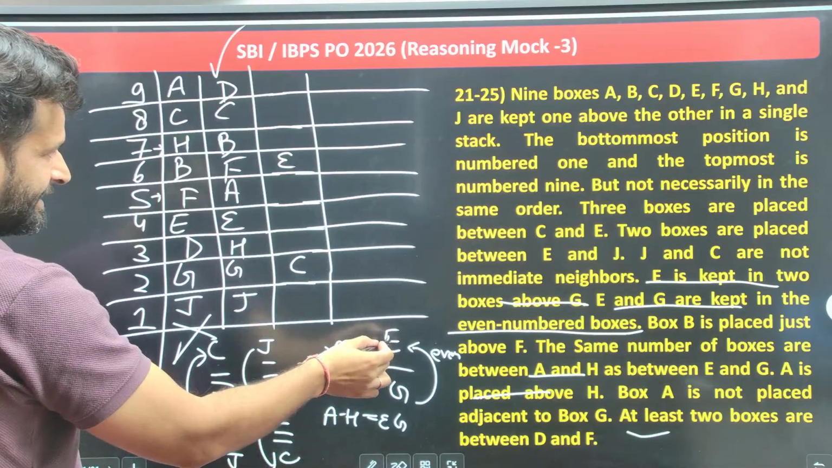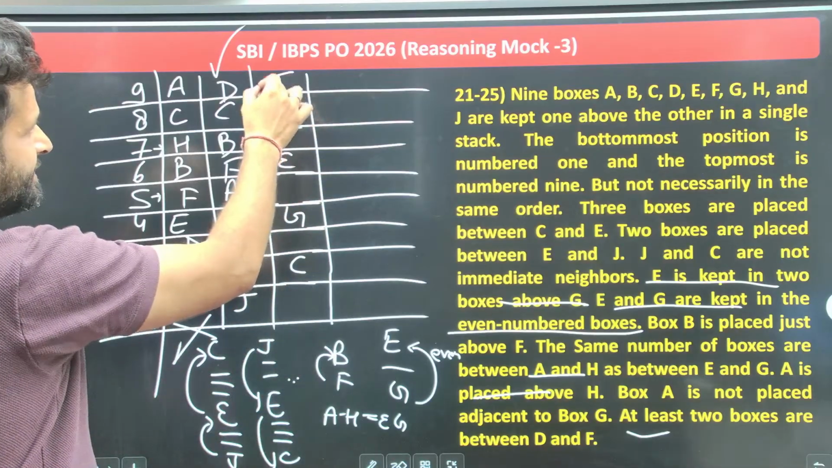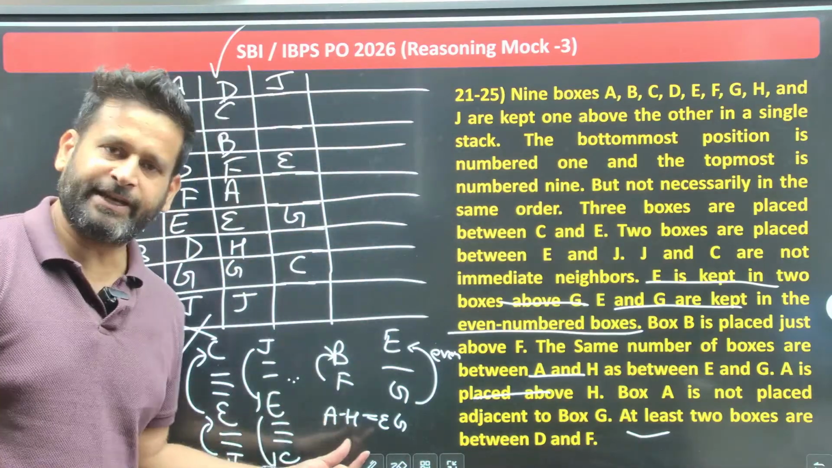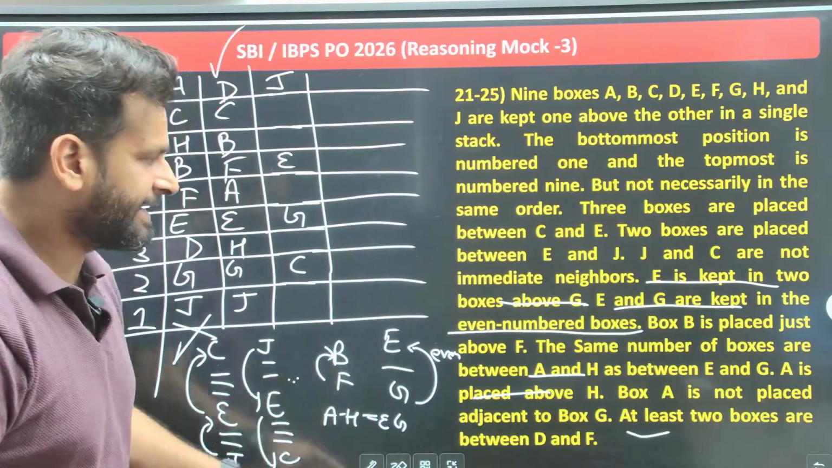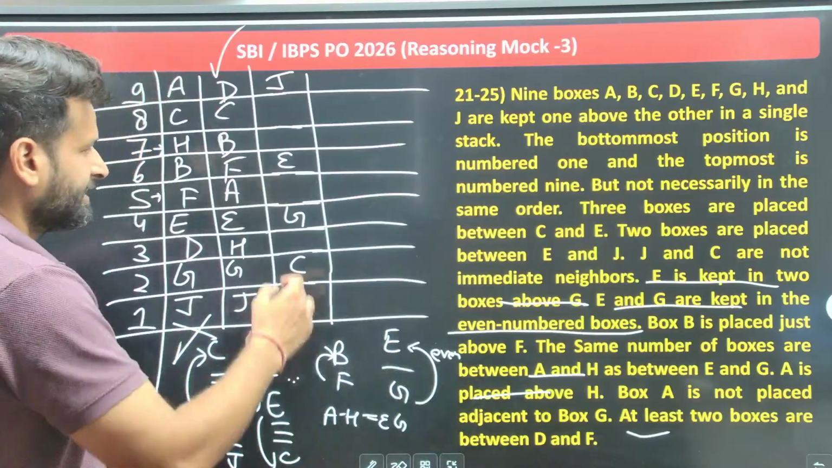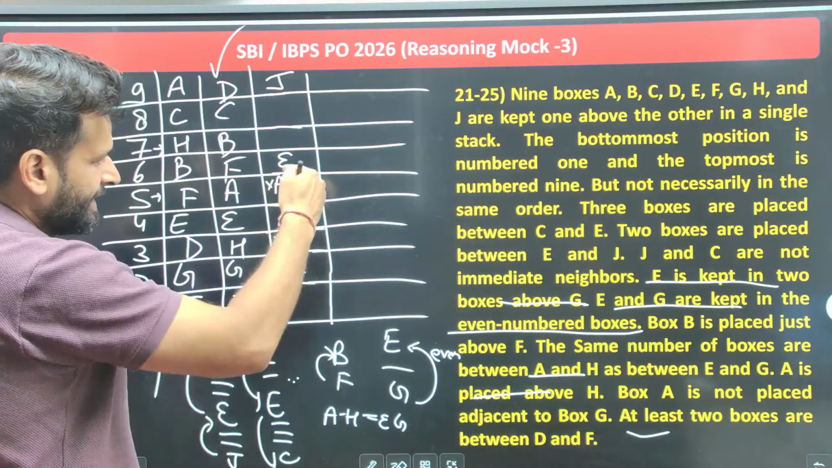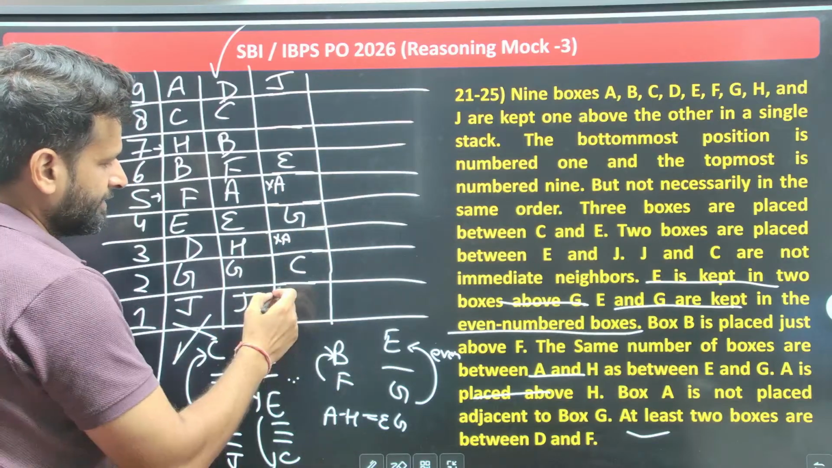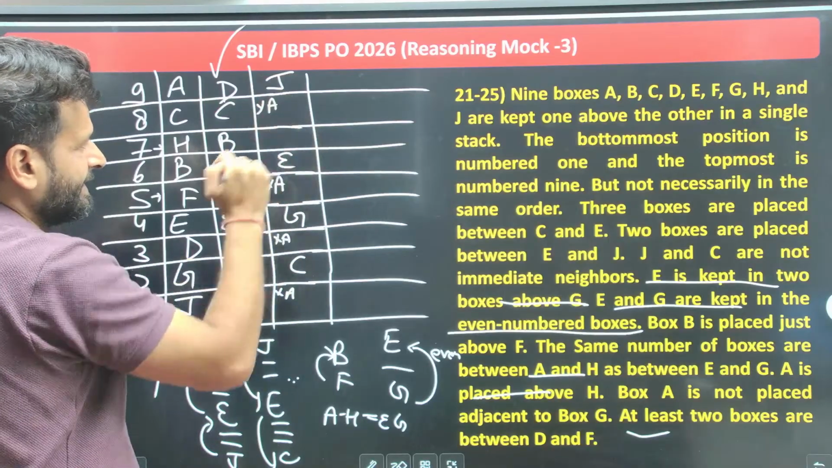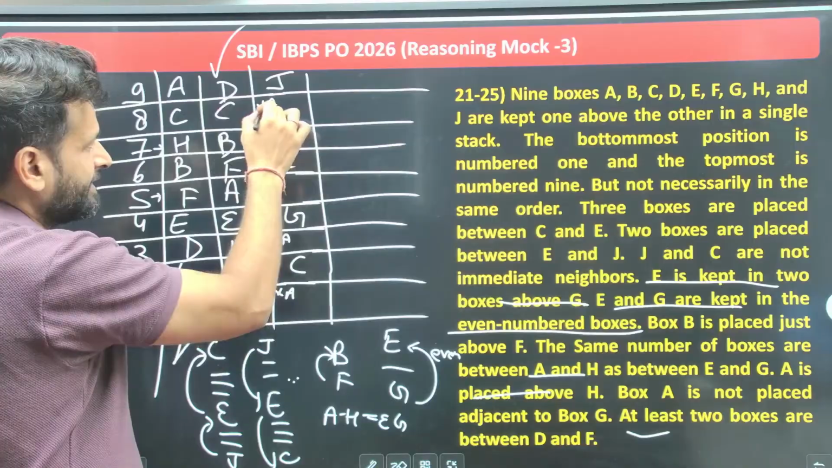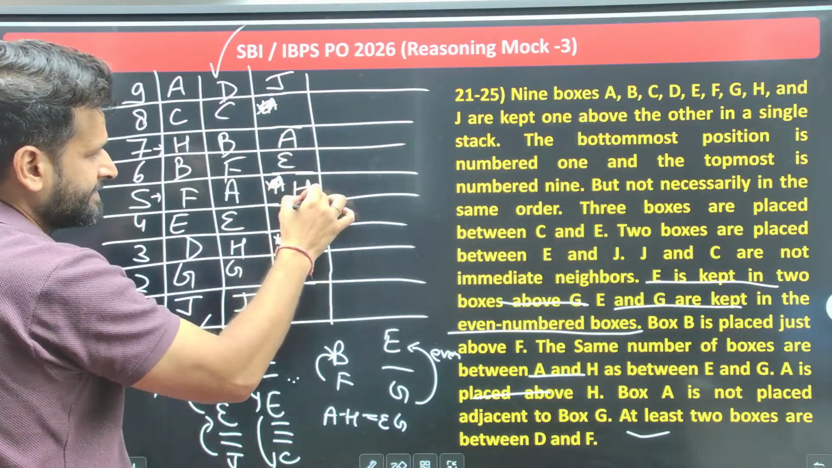Then leaving one from E, this is G. Both are at even. 1, 2, this will be J. Now it is okay. Now again the same condition. Between E and G, 1. So between A and H, 1. And A is not adjacent to G. Cross A. So A and H are gone. This obviously cannot be A and H. Only one place for A. This is A, this is H.